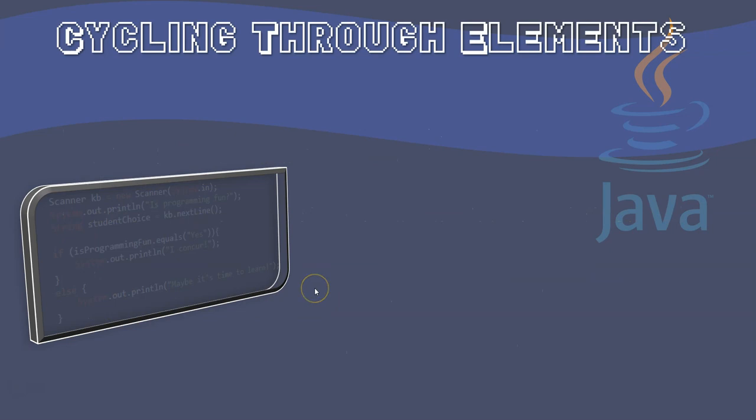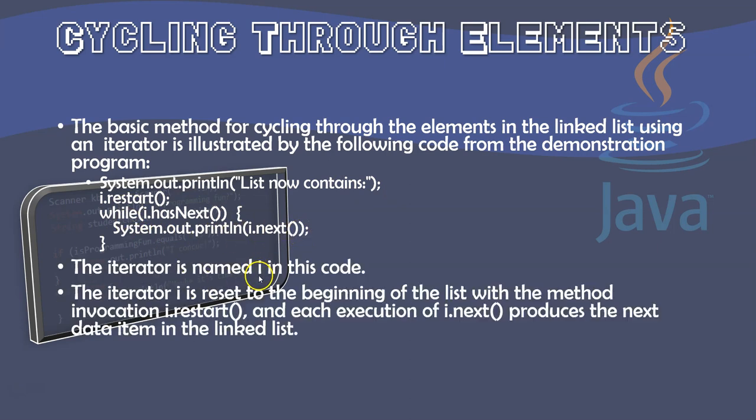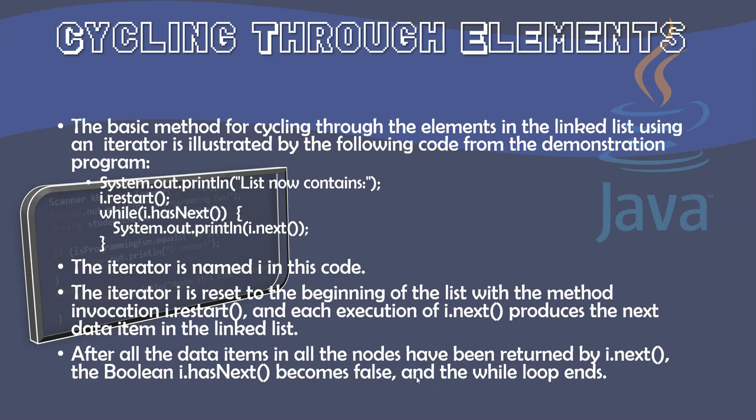Let's actually get into the cycling of these elements, because that's ultimately our goal: to get through these elements. The basic method for cycling through the elements in the linked list using an iterator is illustrated as below. System.out.println("List now contains:"); for (i.restart(); i.hasNext(); ) System.out.println(i.next()). The iterator in this case is i. The iterator i is reset to the beginning of the list with the method invocation i.restart, and the execution of i.next produces the next data item within that linked list. After all the data items in the nodes have been returned by i.next, the boolean i.hasNext becomes false, and the loop ends.